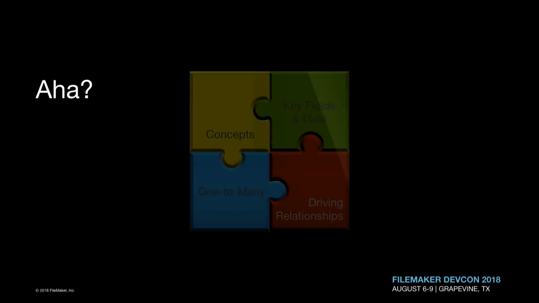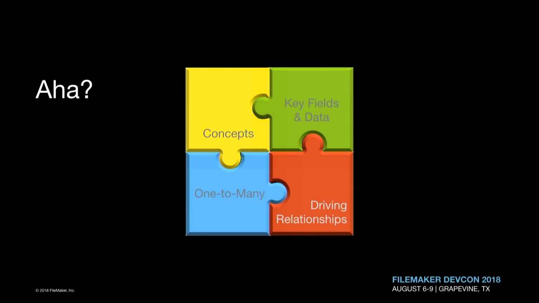So, have we had any moments? Any aha moments in here? Hopefully there have been some. We've covered here the concepts of relational design, what key fields are about, what key field data is about, how a one-to-many relationship works and how it's structured in FileMaker, and the sort of options you can set there, and then going through driving that relationship.